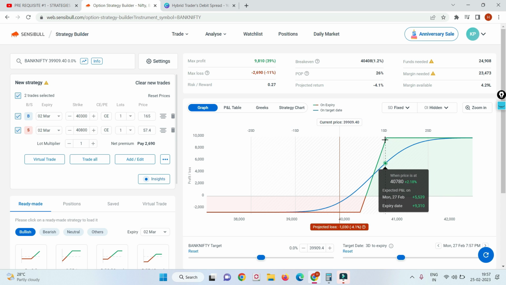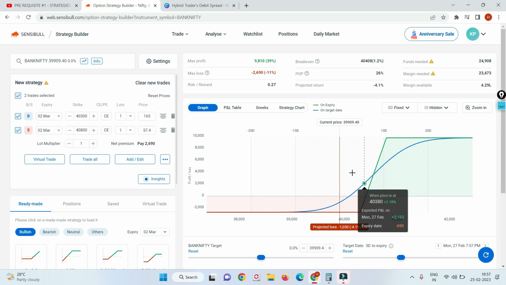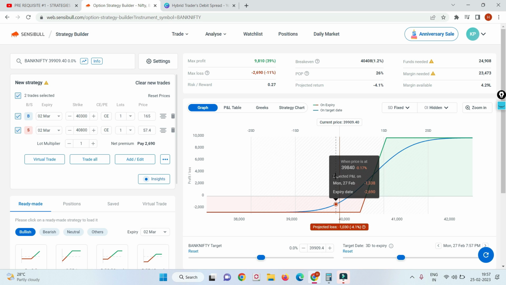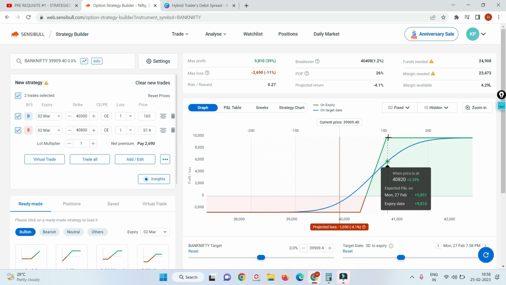And also check this, guys. If at all you want to get your maximum profit, Bank Nifty, yes, your break even is 1.2%, but Bank Nifty has to expire about 2.28% from your current market price. Anything beyond 2.2%, you'll be getting 39% of the profit. But how many weeks will Bank Nifty give a move of 2.28%, right?